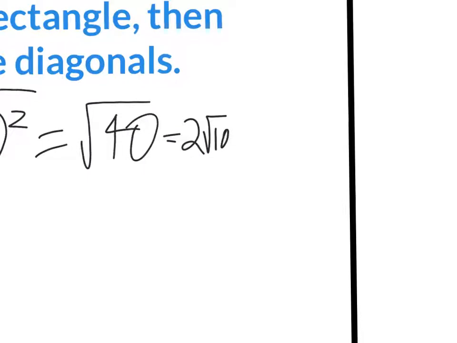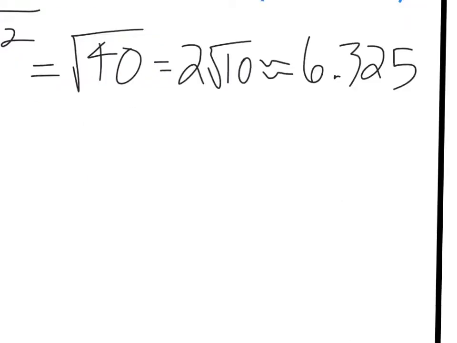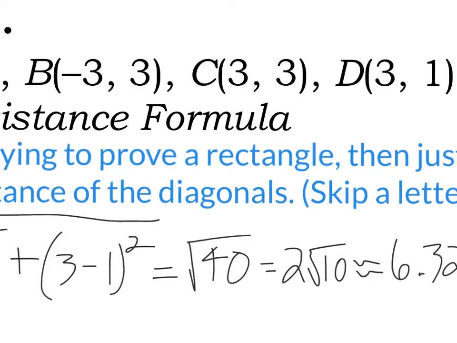And if you want to get the decimal, then I'm going to round it to the nearest thousandths place again, giving me approximately 6.325. So I'm going to calculate the next diagonal from B to D, and I want to see this value as well. So for my x2 minus x1, I'll do 3 minus negative 3. And my y2 minus y1, I'll do 1 minus 3.